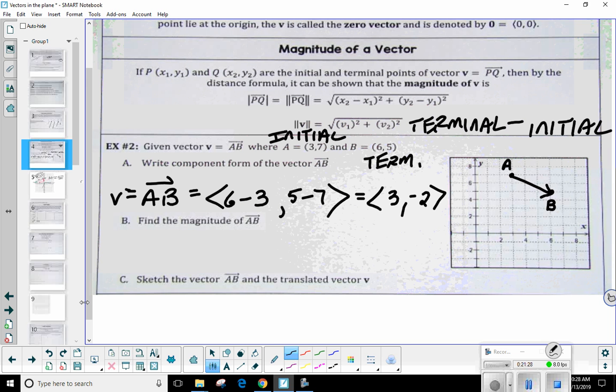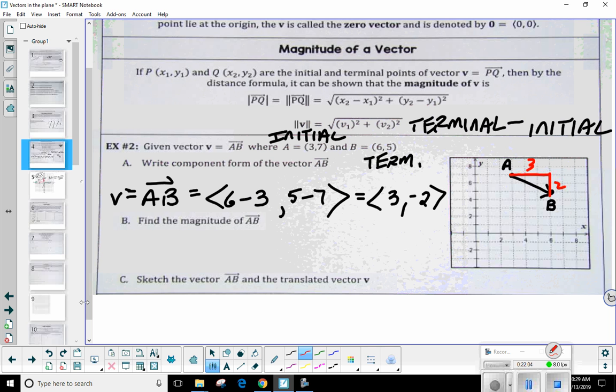There's my arrow. Now remember, the component form describes horizontally and vertically how I go from the initial to the terminal. So if I wanted to go from A to B, how far right would I go? 3. And how far down? 2. And again, in the component form, it's negative because that's representing the direction that I have to go. So that's exactly what I ended up with. Okay. This is going to work every single time.